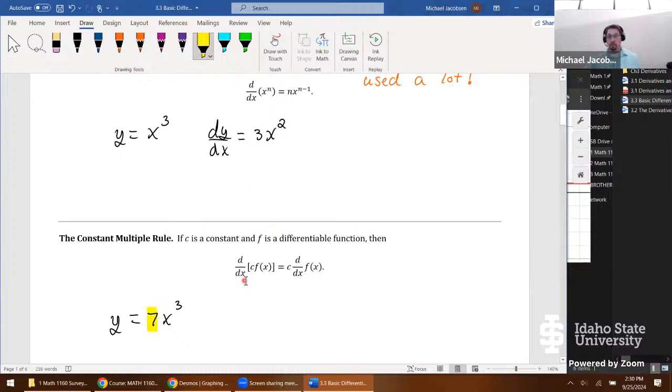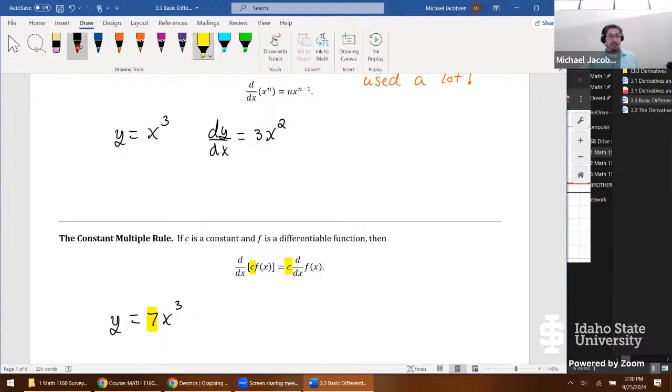And the constant multiple rule, here's the constant c, multiplying a function f of x. So think of that f of x like x cubed, like we have in the example down below. The amazing thing about the constant multiple rule is the constant is unaffected. All you do is you take the constant multiplied by the derivative of f.